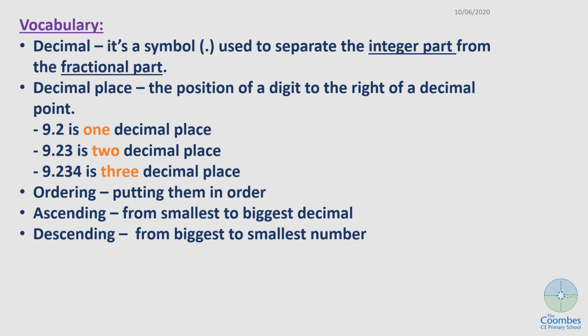Now, ordering is just putting them in order. And when you talk about ascending, it is putting them from smallest to biggest, and descending is from biggest to smallest.